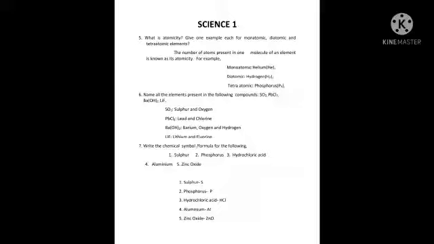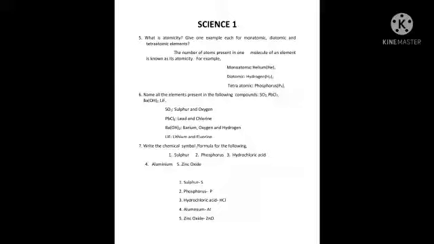Okay. Then the last question, seventh one. Write the chemical symbol or formula for the following. The first one is sulfur. Sulfur, what's the symbol? Capital S. Then phosphorus. Capital P. Hydrochloric acid. What's the formula? Do you know?